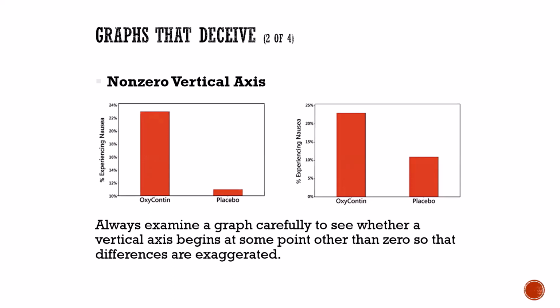You want to carefully check whether the vertical axis begins at a point other than zero, right? Look, this makes this OxyContin seem to have a giant effect on the outcome, right? But if you have ratio data where there is a true zero point, it doesn't make sense. When you look at this, it's twice as large, right? But here, starting at 10%, it makes it look like it's much greater. Perhaps you've seen this trick before, right? So bar graphs are misleading if zero is not the start of the bar.